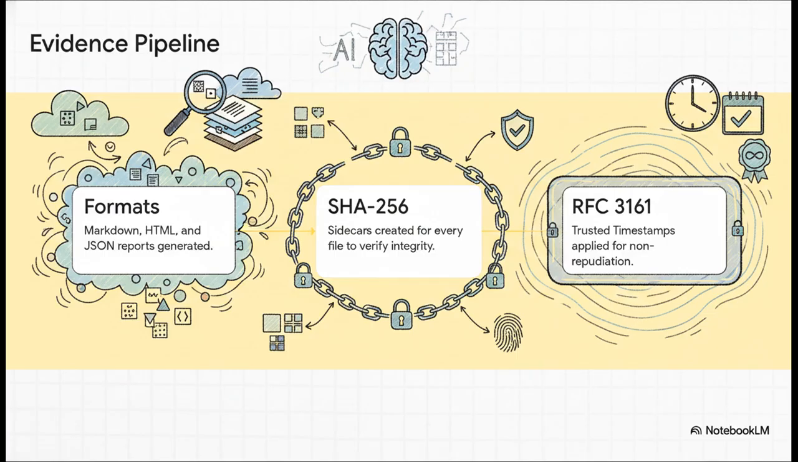SHA-256 sidecars are created for every single file. This is your rock-solid chain of custody. It proves the file hasn't been tampered with. And finally, Step 3 applies RFC 3161 trusted timestamps. This non-repudiation envelope proves mathematically that your infrastructure was in this exact state, at this exact second, verified by a trusted authority like DigiCert. No backdating, no manual tampering possible.